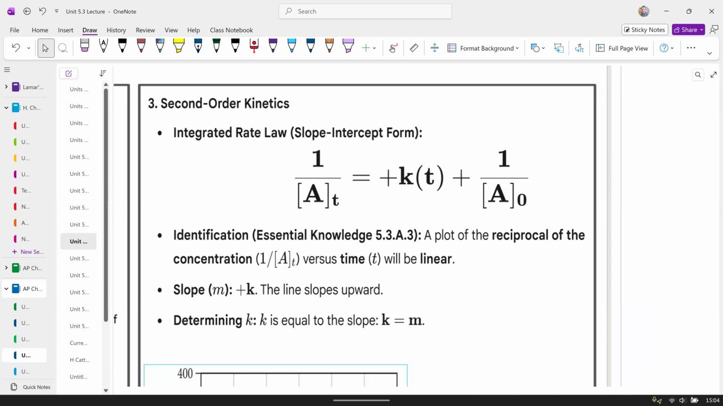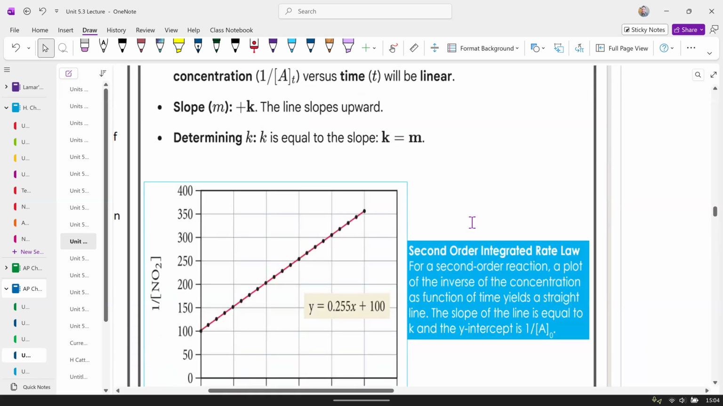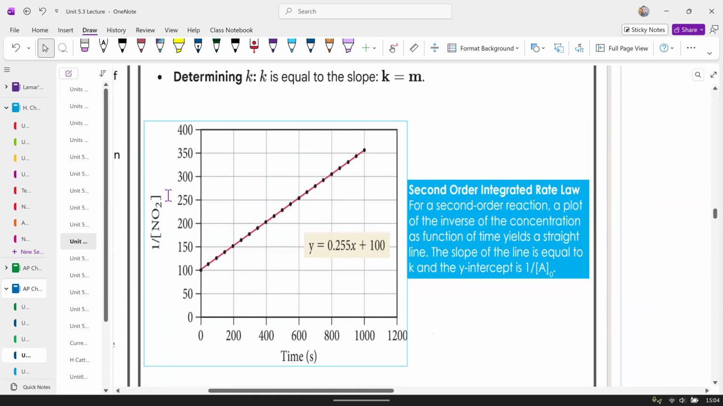So what is this going to look like? How are we going to identify a second order? For second order, we're looking at a graph of the reciprocal of the concentration versus time. And we notice that it's a linear plot, and it has a positive slope. So we can easily identify that as being a second order reaction.